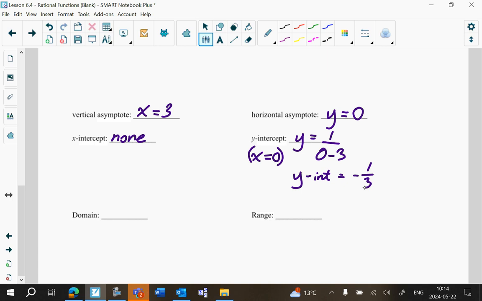3. It's always the vertical asymptote. But remember, this is where we write not equals. X can be everything but 3. This will always be the same. Y can never be 0.